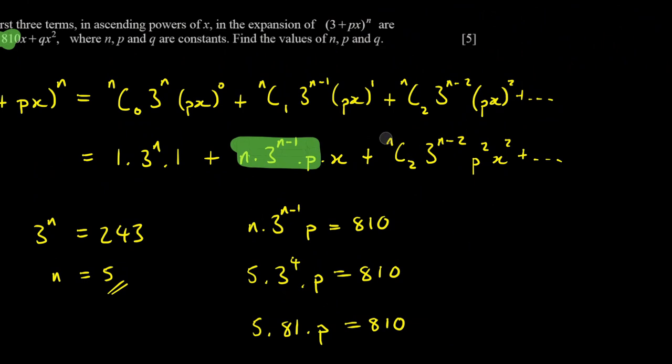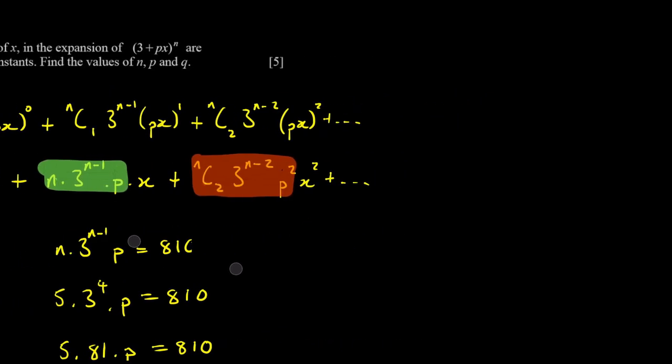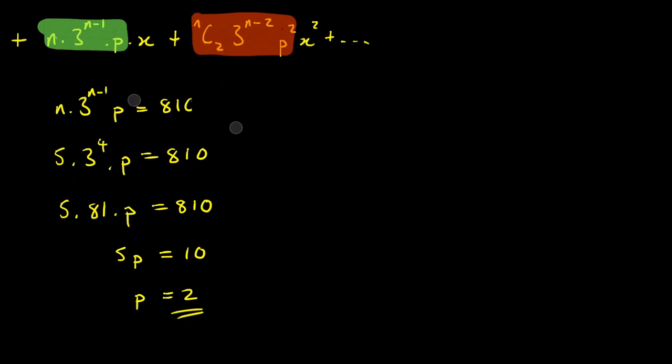Then we've got the last term here, this guy. I'll highlight it in red. That coefficient of x squared, that whole thing there, has got to be equal to q. The coefficient of x squared there. So let's write that down. nC2 times 3 to the power of n minus 2 times p squared must be equal to q. Now we just have to substitute in our values. Our n was 5, so this is 5C2, and we get 3 to the power of 5 minus 2, so that's 3 to the power of 3. And p was 2, so we get 2 squared. That's going to be equal to q.